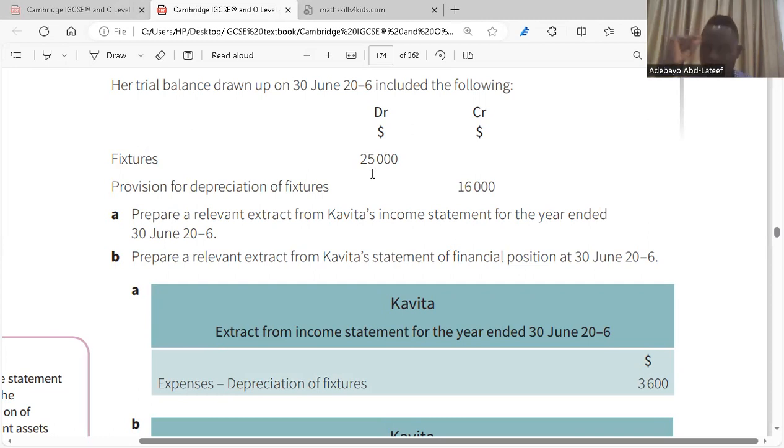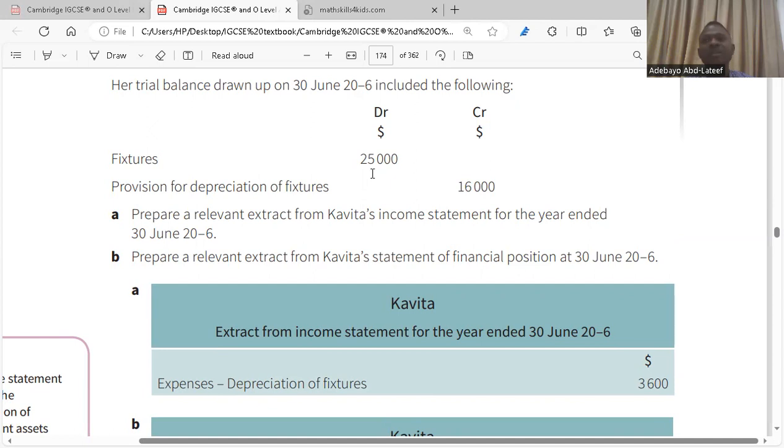Provision for depreciation for that asset is 10,000. Yes, provision for depreciation of it is 16,000, 40% again. So fixture minus the percentage of provision for depreciation will give us our depreciation for fixtures. So 25,000 times 40% is 10,000. 16,000 times 40% is 4,600. 25,000 times 40 over 100, minus 16,000 times 40 over 100.